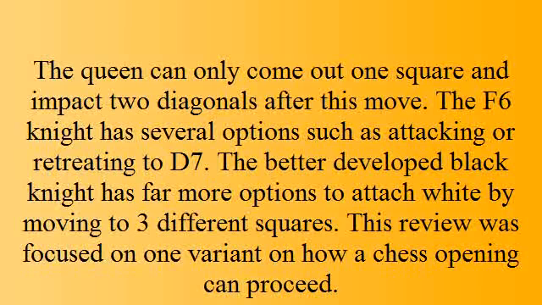The queen can only come out on one square and impact two diagonals after this move. The f6 knight has several options, such as attacking or retreating to d7. The better developed black knight has far more options to attack white by moving to three different squares. This review was focused on one variant of how a chess opening can proceed.